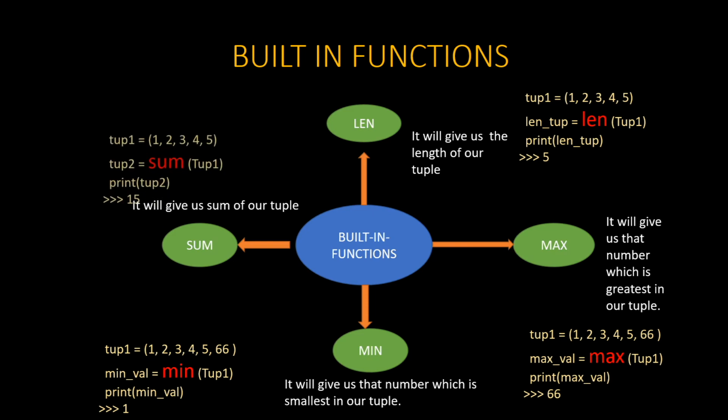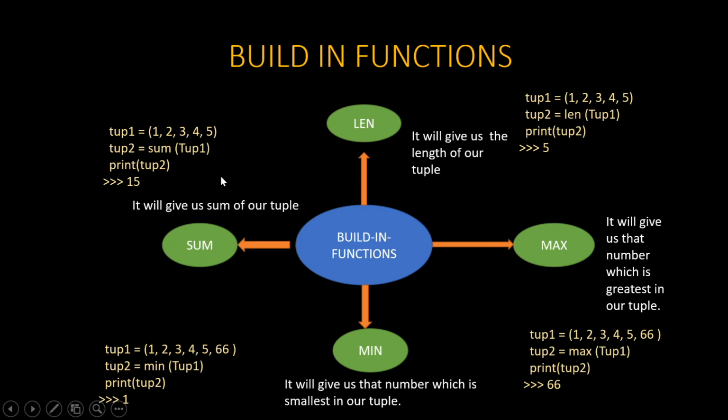And our last example is the sum function. So tube1 is equals to 1, 2, 3, 4, 5, and tube2 is equals to sum of tube1. That means sum of tube1 gives us the sum of tube1, which is 15, right? 5 plus 1 is 6, 6 plus 4 is 10, and 10 plus 5 is 15, right?